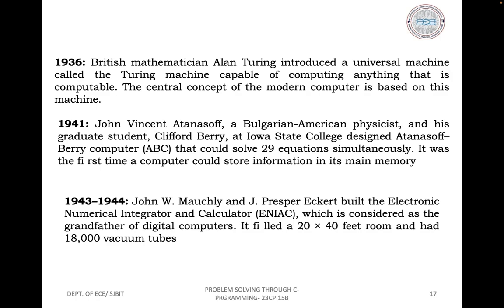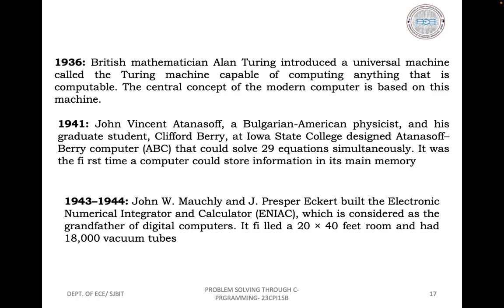1936, British mathematician Alan Turing introduced a universal machine called Turing machine, which is capable of computing anything that is computable. The central concept of the modern computer is based on this machine. John Vincent Atanasoff, a Bulgarian American physicist, and his graduate student Clifford Berry at Iowa State College designed the Atanasoff-Berry computer, ABC, that could solve 29 equations simultaneously. It was the first time a computer could store information in its main memory.